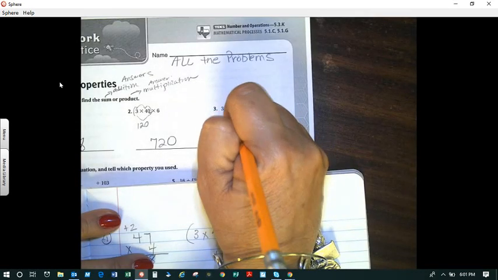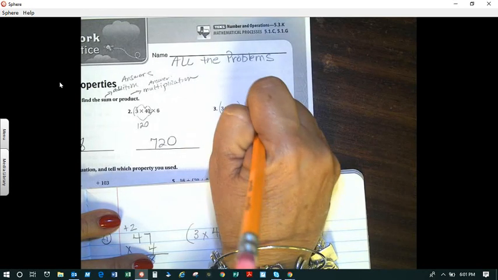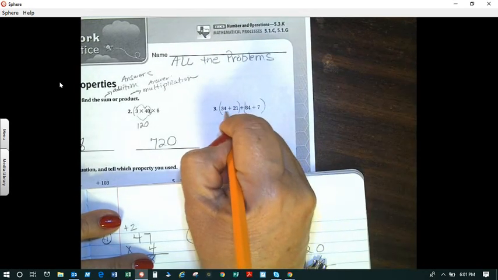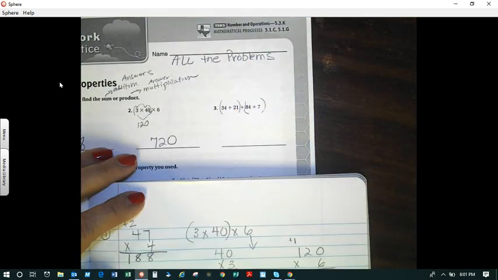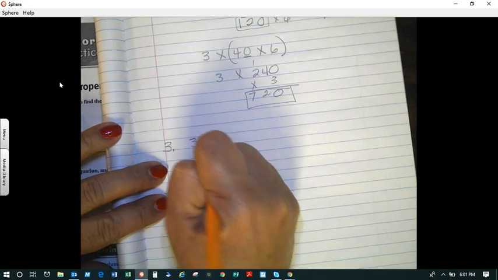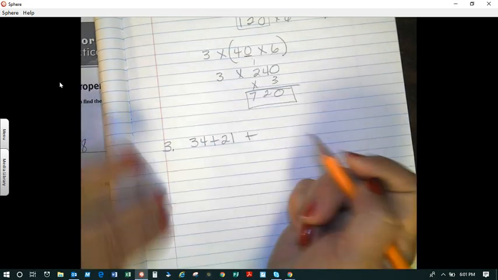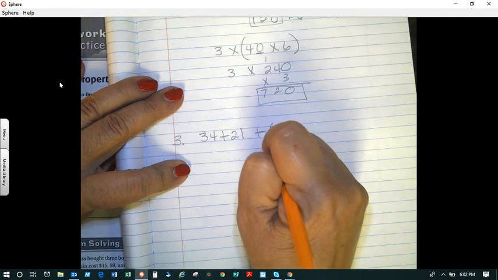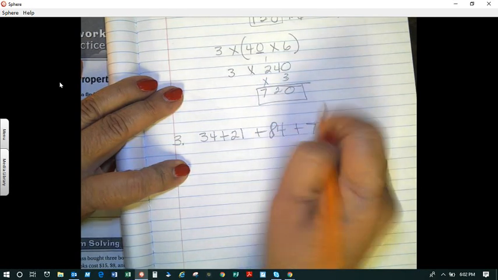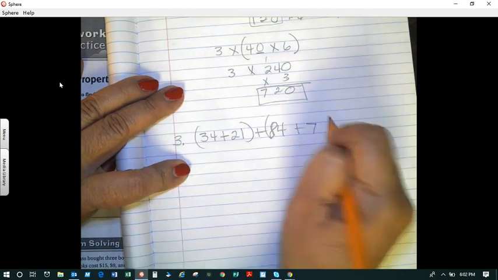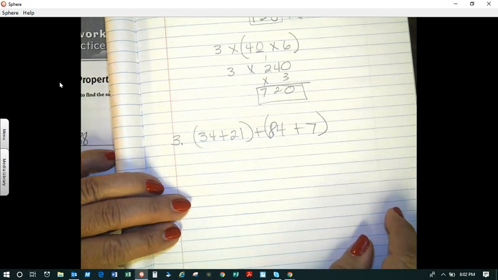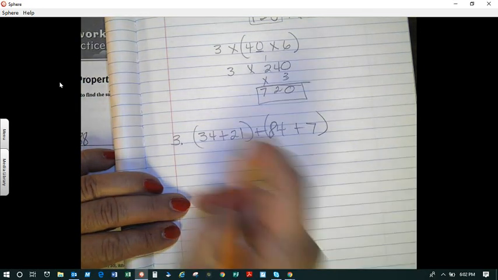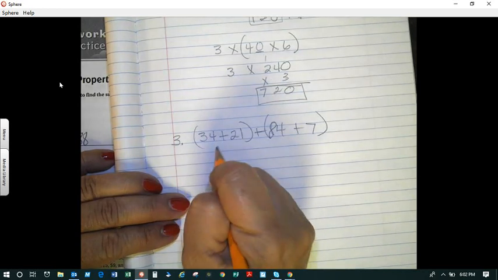So for number 3, I can put my parentheses here, and I can put my parentheses here, and I have 34 plus 21. I'm going to place that on a separate sheet of paper, and I'm going to come over here. I have 34 plus 21 plus, what did I say? 84 plus 7. And I can group it this way. So which way did you want to group it to get your answer? So on this one is 34.